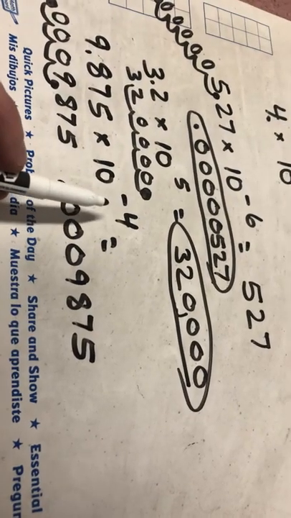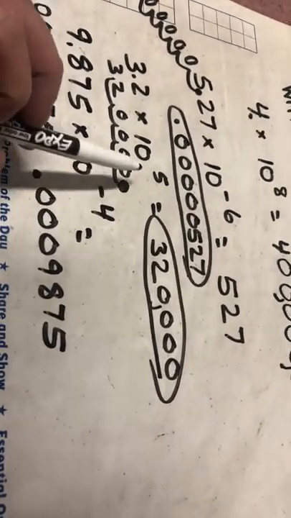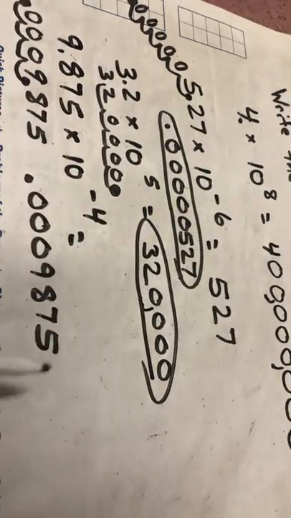Make sure your decimals are in the right place. Remember, negative exponents, you're moving the decimal to the left. Positive exponents, you're moving the decimal to the right.